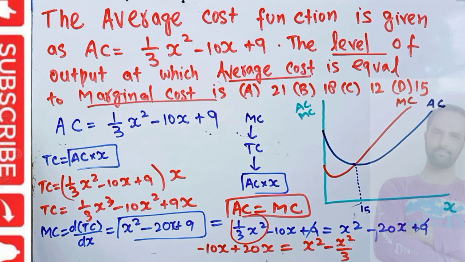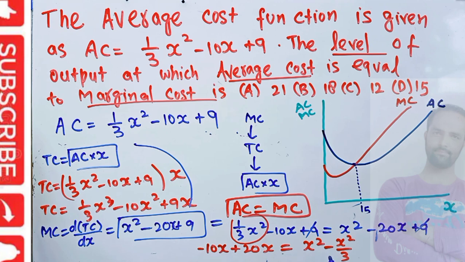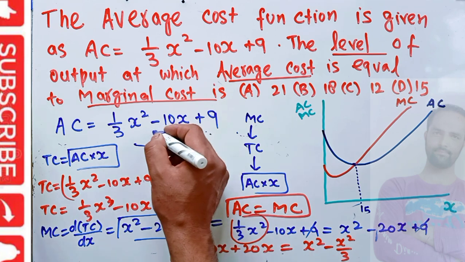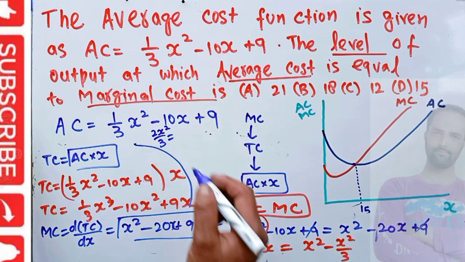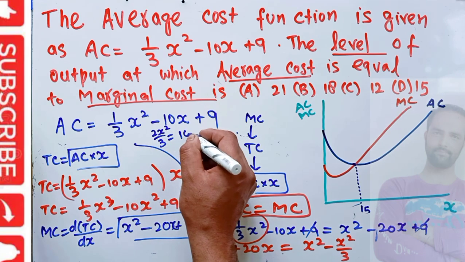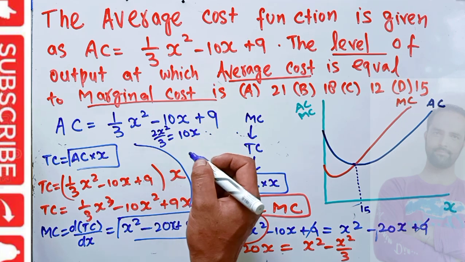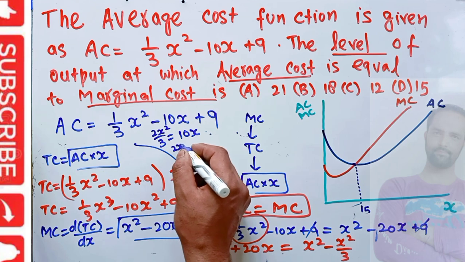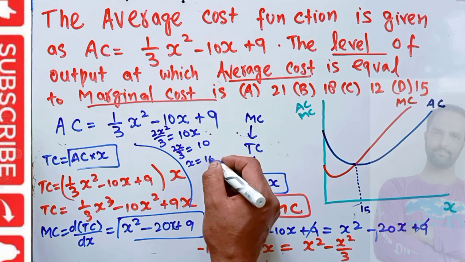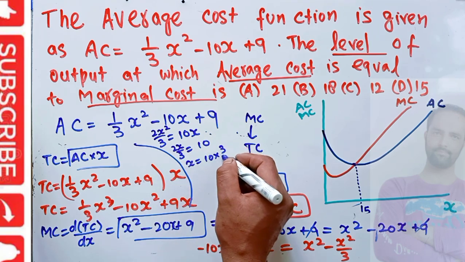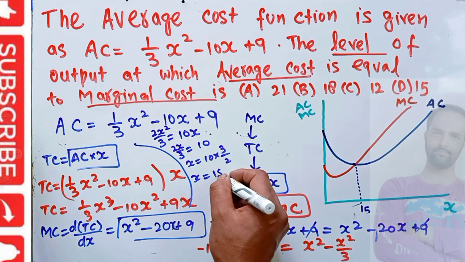So this is x square minus x square/3, so we get 2x square divided by 3 is equal to minus 10x plus 20x, which is 10x. Dividing both sides by x, because here we have x and here we have x, we have 2x/3 equal to 10, or x will be equal to 10 times 3/2, or x equal to 30 divided by 2, which again comes out to be 15.